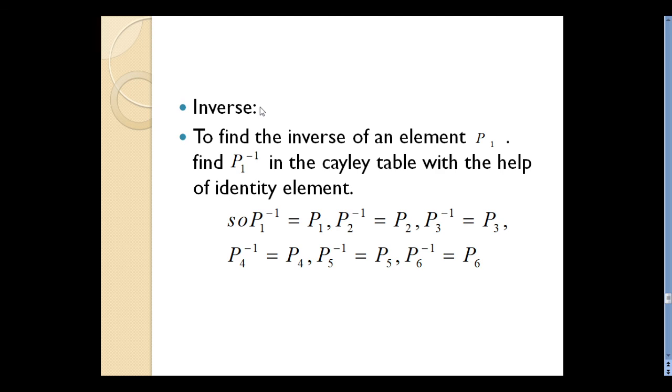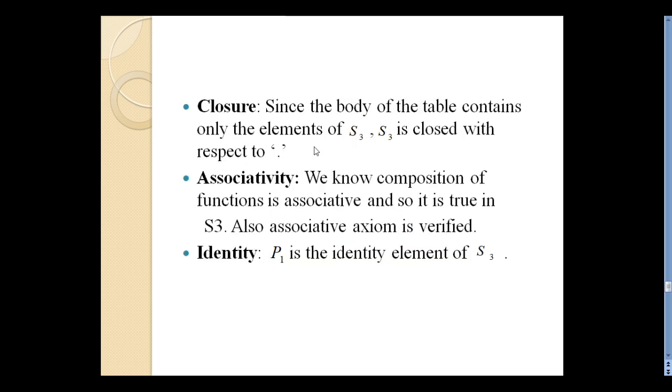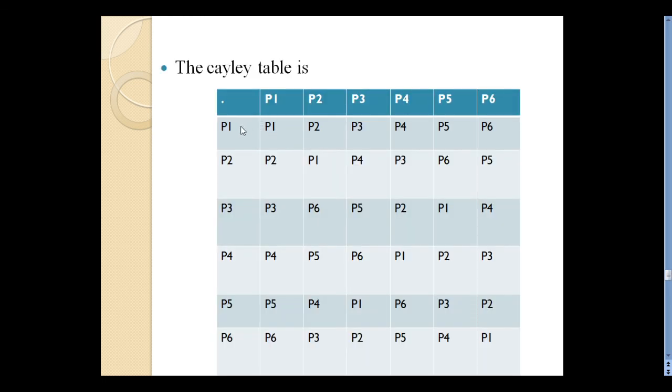Now we want to check inverse. To find the inverse, the identity element is P1. So you should see the table. You got P1 here. That means P1 inverse is P1. A into A inverse is equal to E. Again here P1 you see. P2 inverse is P2. Now P3 inverse: where do you get P1? Here. So P3 inverse is P5. Same way P4 inverse is P4. Same way P5 inverse is P3, so that you are getting P1. And P6 inverse is P6, we are getting P1.